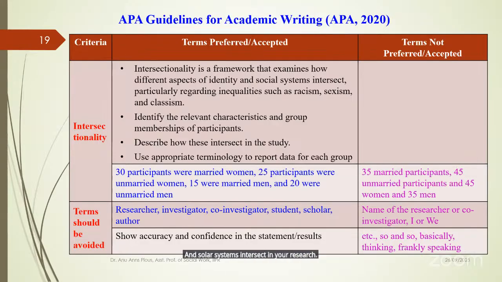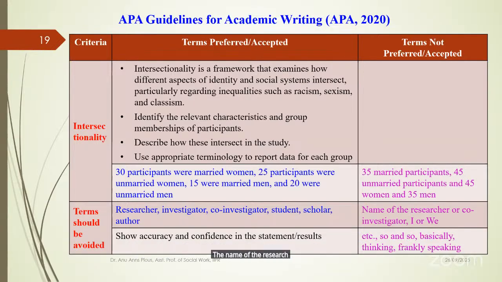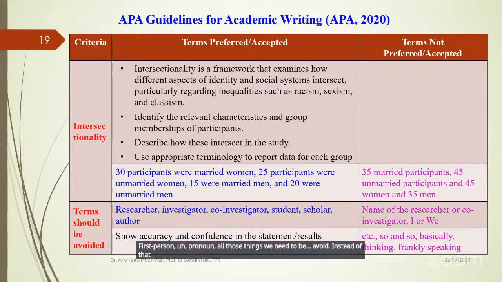And then in your research, you should avoid certain terms, like the name of the researcher or co-researcher, and the words I, we, first person pronouns. All those things need to be avoided. Instead of that, you can use the words researcher, investigator, co-investigator, student, scholar or author, depending upon your role.